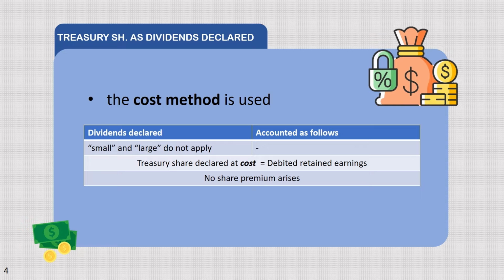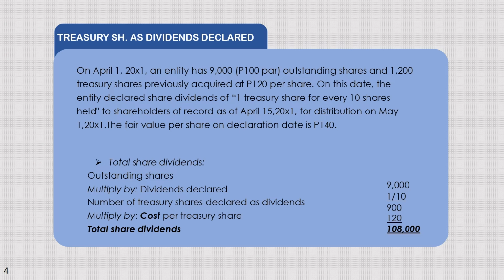Treasury shares declared as dividends. When treasury shares are declared as dividends, the cost method is used instead of the accounting procedures for small and large share dividends. This is because the declaration of share dividends in the form of treasury shares usually does not lower the market price of the shares. Retained earnings is debited for the cost of the treasury shares declared and no share premium arises. We have here an illustration. On April 1, 20x1, an entity has 9,000 outstanding shares with 100 peso par and 1,200 treasury shares previously acquired at 120 per share.